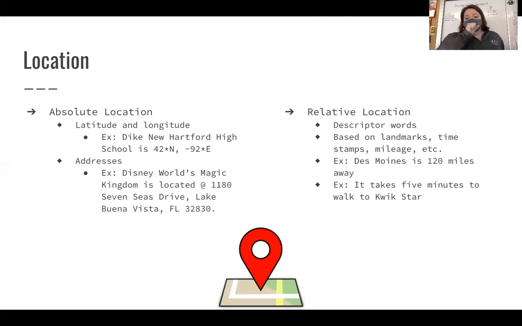The first one I'm going to give you as a relative location is that Des Moines is 120 miles away. Is it exactly 120 miles away? No, it's give or take a mile or two. But I'm using mileage as a relative location. Relatively, Des Moines is 120 miles away from Dike, okay?